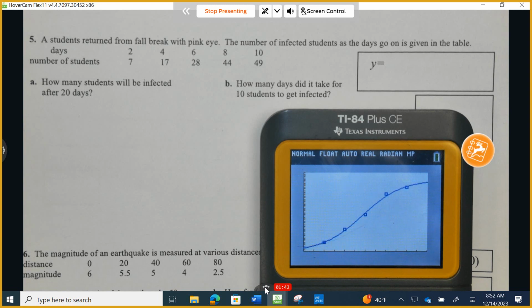And I can definitely see how we're going to have 2 horizontal asymptotes here, right? So it's going to get closer and closer to that horizontal asymptote as it moves to the right and as it moves to the left.